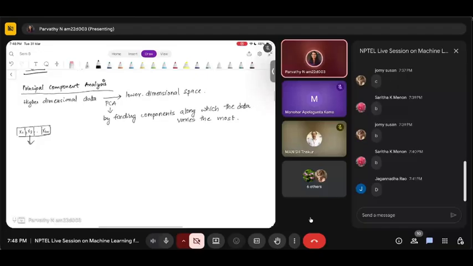Now this PCA is connected to something that we have already studied in the beginning, that is the eigenvectors and singular value decomposition. So the PCs, the principal components, are the directions along which the data varies the most. Okay. So these are the eigenvectors of the sample covariance matrix.